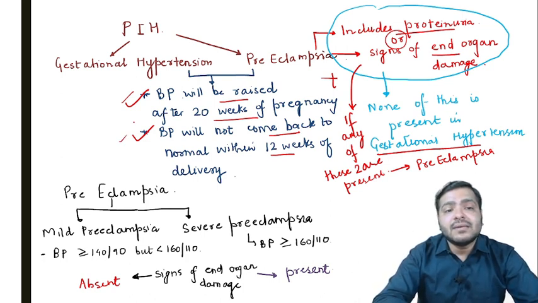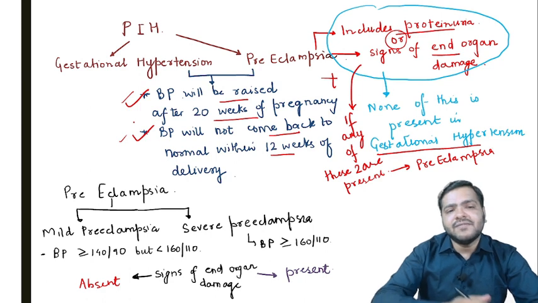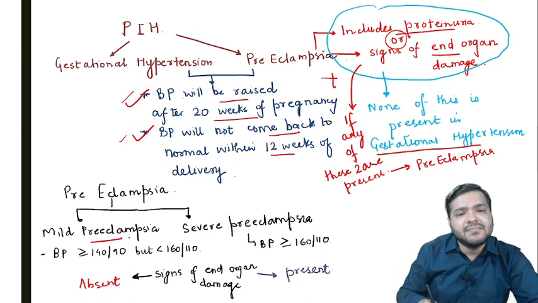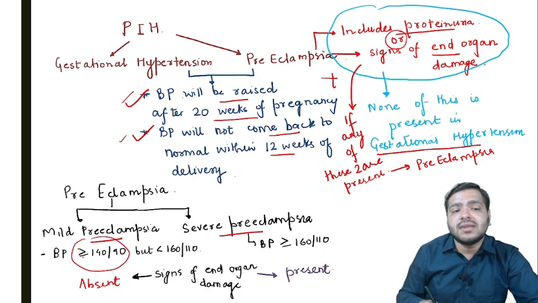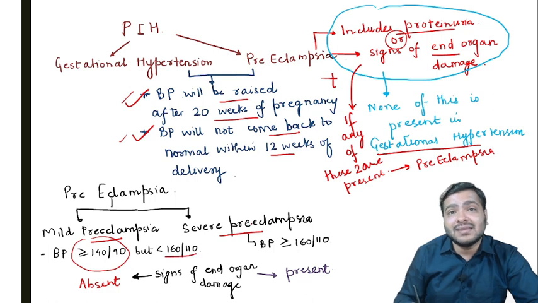So remember students, preeclampsia can be further divided into mild preeclampsia and severe preeclampsia. See, mild preeclampsia, the definition says that blood pressure should be more than or equal to 140 by 90, but it should be less than 160 by 110, and along with that there should be no signs of end organ damage.